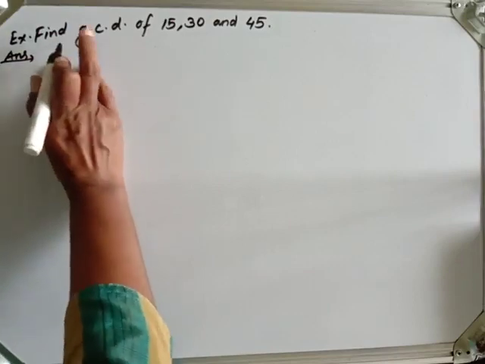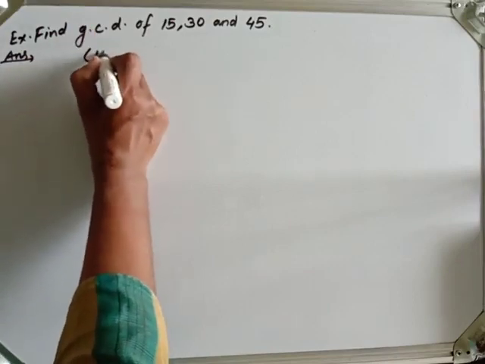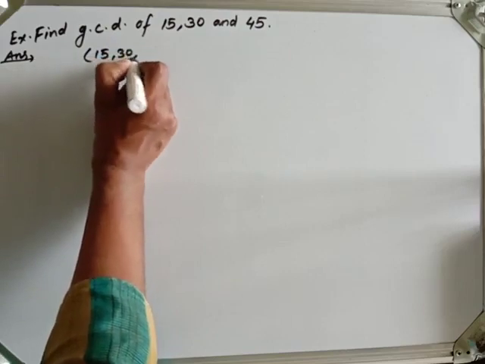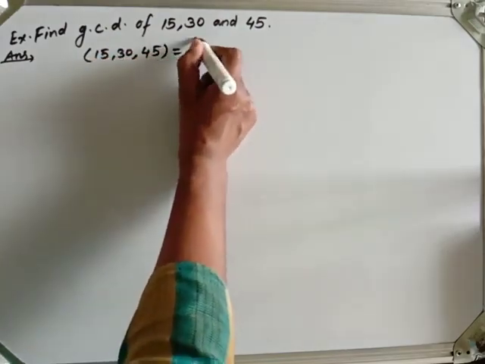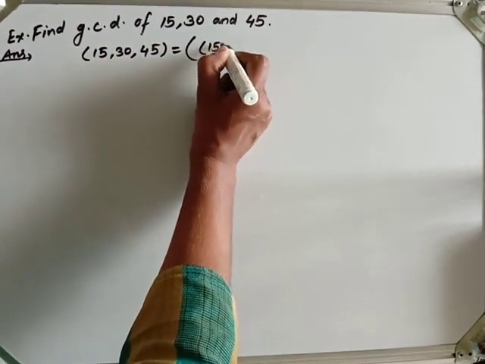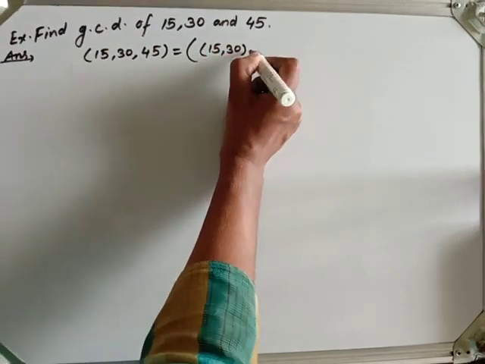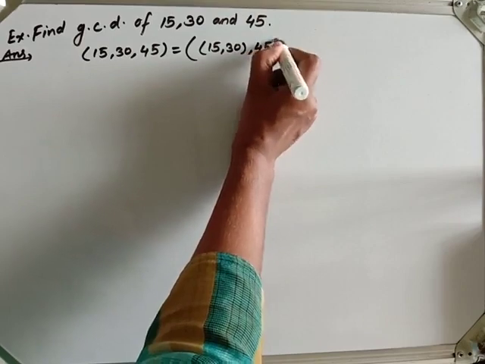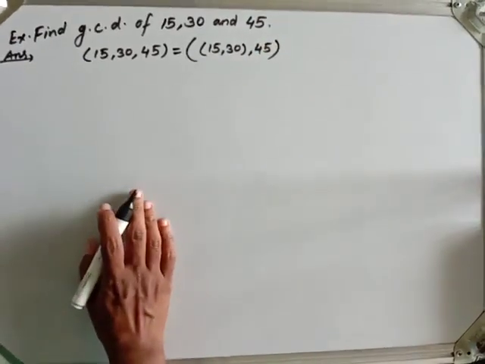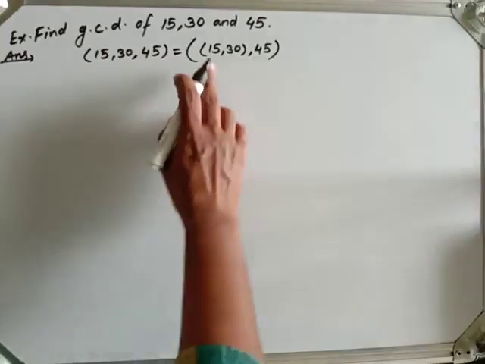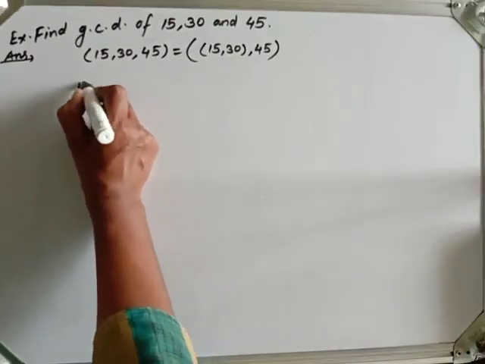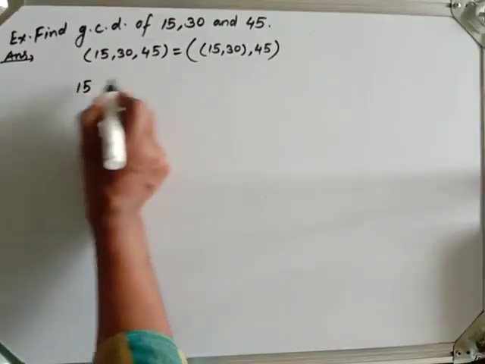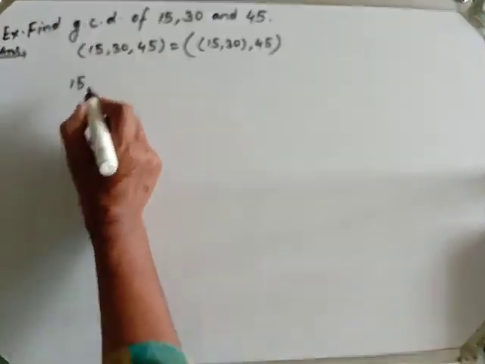We have to find the GCD of 15, 30, 45. This is the same as the GCD of 15, 30 with 45. So let us find the GCD of 15 and 30 first, and later take that result with 45. So now, how can we find the GCD of 15 and 30?